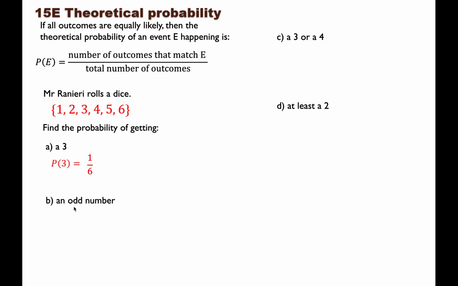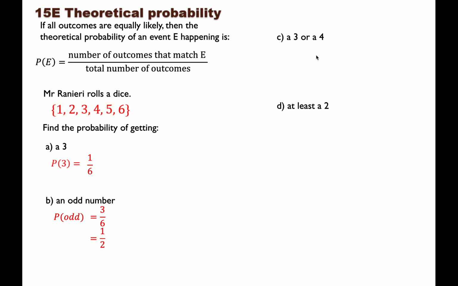We can do the same for this event, getting an odd number. The probability of this event, an odd number, how many outcomes match this event of getting an odd number? There are 3 outcomes that match this event. So the probability of an odd number is 3 out of 6. If you're giving your answer as a fraction, it's a good idea to simplify your fraction. And we can simplify 3 over 6, divide them both by 3 to get 1 over 2.